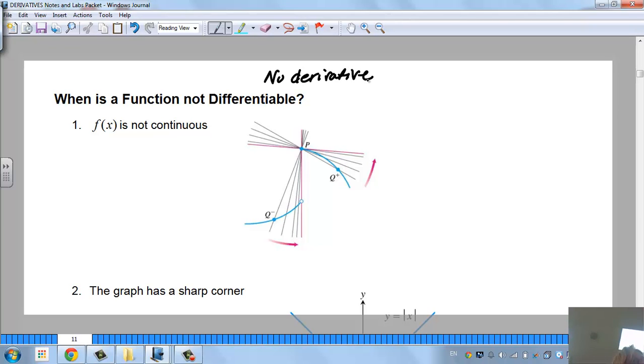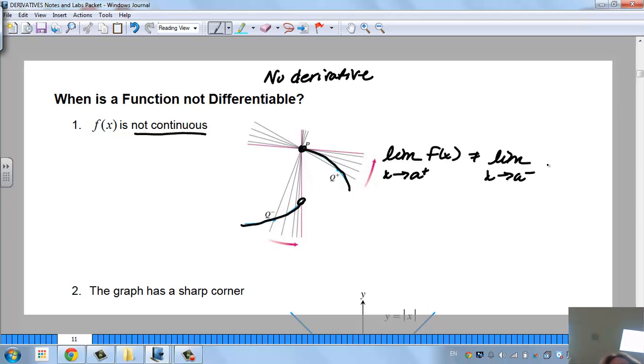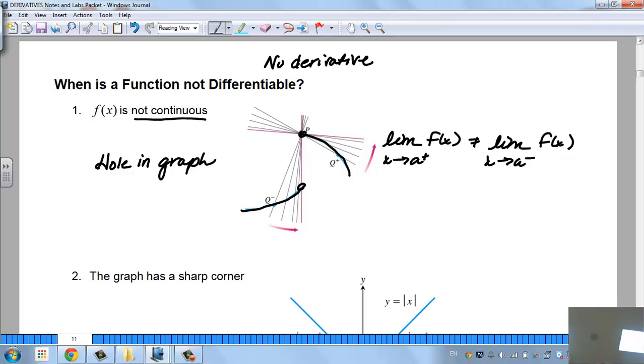Alright, so there's four different ways. One is if f of x is not continuous, meaning if I pick up my pencil. So if I come from the left, there's a hole here, and I come from the right, so the limit as x approaches a point from the right does not equal, excuse me, I forgot a function notation here, does not equal the limit as x approaches a from the left, then the limits don't match. It's not continuous. There's no derivative there. There's a hole in the graph. So that's the first time you can say there's no derivative. If there's a hole in the graph, if I pick up my pencil, it's not differentiable.